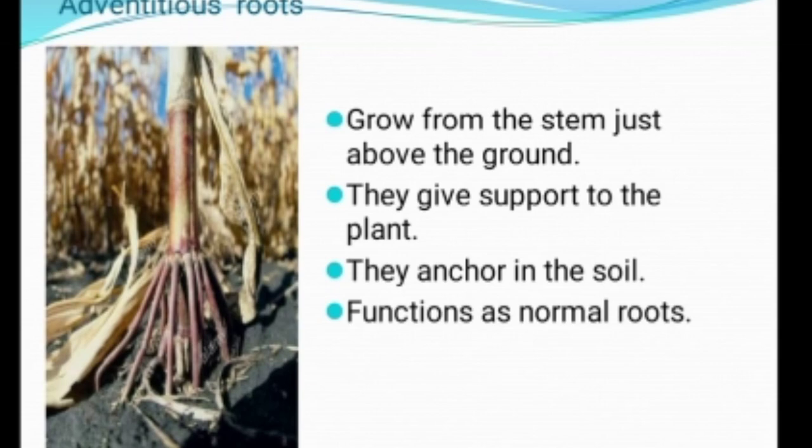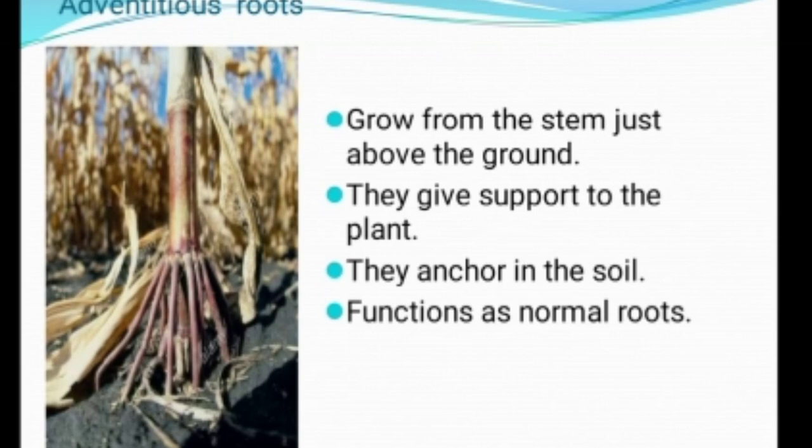Now these peculiarities you have seen: it is growing from the stem just above the ground. They give support to the plant. Also they anchor in the soil. Anchoring means, I have told you, giving the firm grip to the plant so that the plant should not bend or fall. Also they perform the normal functions such as absorbing the nutrients and water from the soil and giving the nutrients to the plants. So these are called adventitious roots.